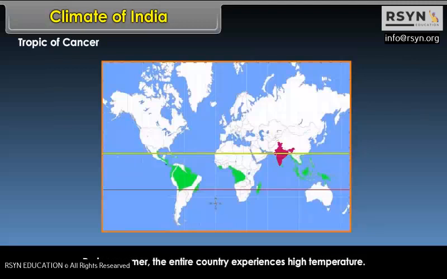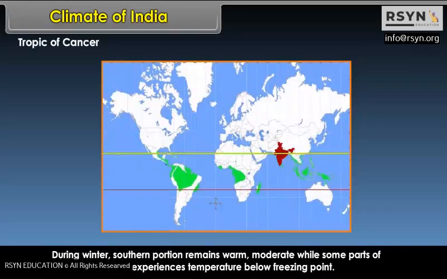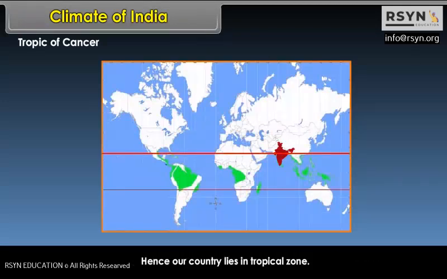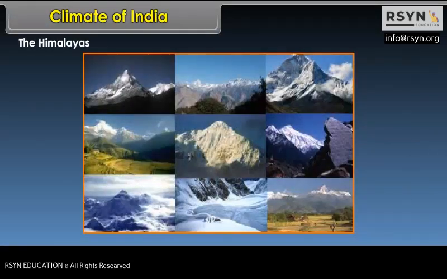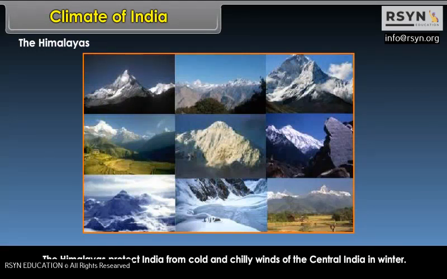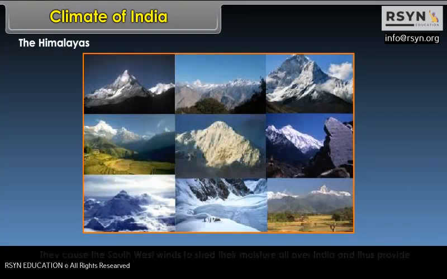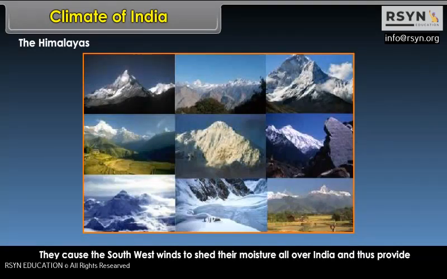During summer, the entire country experiences high temperature. During winter, southern portion remains warm, moderate, while some parts of Himalayan region experience temperature below freezing point. Hence, our country lies in tropical zone. The Himalayas. The Himalayas protect India from cold and chilly winds of central India in winter. They cause the southwest winds to shed their moisture all over India and thus provide rains to us.